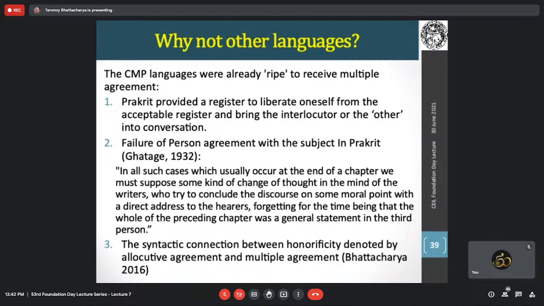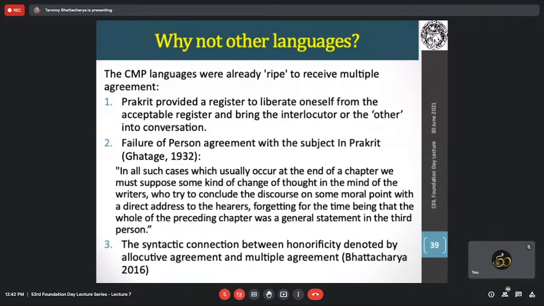text about which I have some doubts, and I was communicating actually with the help of your new director, Professor Shailendra Mohan. I was communicating with VN Jha, and he could not solve the problem, but I'm still trying to figure it out. But this quotation from Ghatke's work on Concord, you can see: in all such cases, which usually occur at the end of a chapter, we must suppose some kind of change of thought in the mind of the writers who try to conclude the discourse on some moral point with a direct address to the hearers, forgetting for the time being that the whole of the preceding chapter was a general statement in the third person. Okay, so this suddenly becomes an address to the hearer.